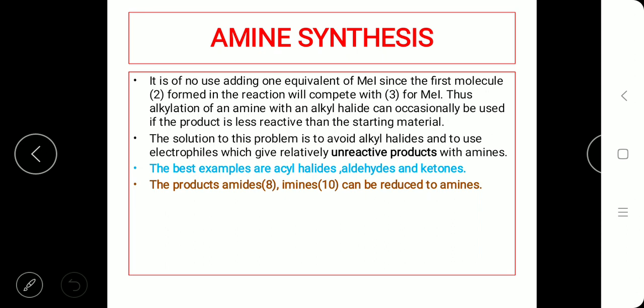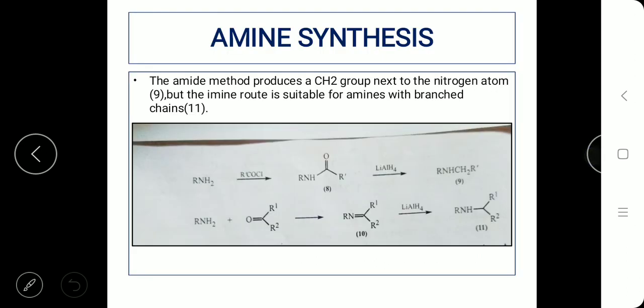The product amides 8 and 10, that is imines, can be reduced to amines. So here you can see that instead of using an alkyl halide, we are using an acyl chloride or a ketone, or also it can be aldehydes, which react with the amine, and the intermediates that we are getting are the unreactive amides and the imines.